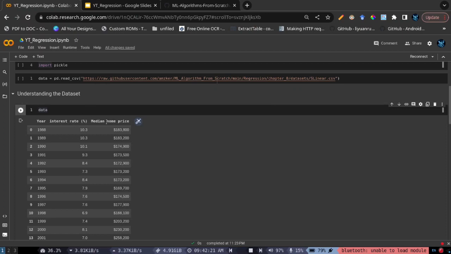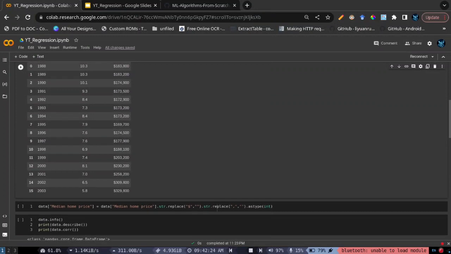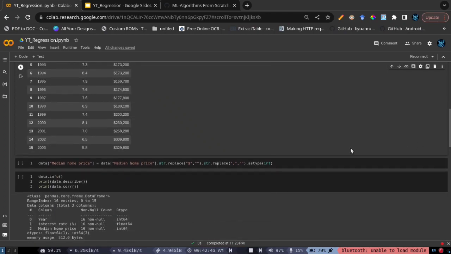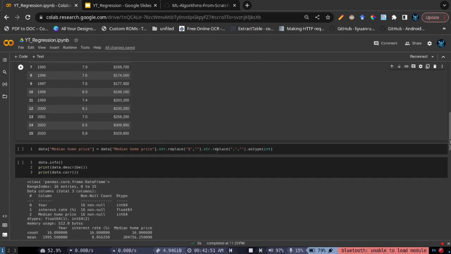I want you to predict the median home price, but now let's observe the data more. You can see in our data set we have dollar signs and also commas. Our model is not going to comprehend that, so we need to remove them and convert into pure numbers. That's what we did here, str.replace. You can of course use pandas' apply method with a lambda, but it was very simple, so I just used this method. Now let's understand the data set.